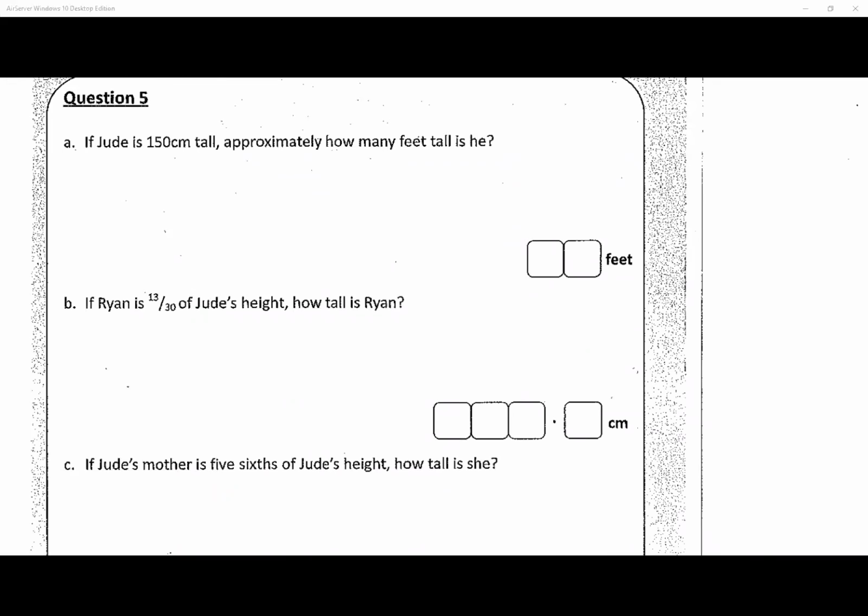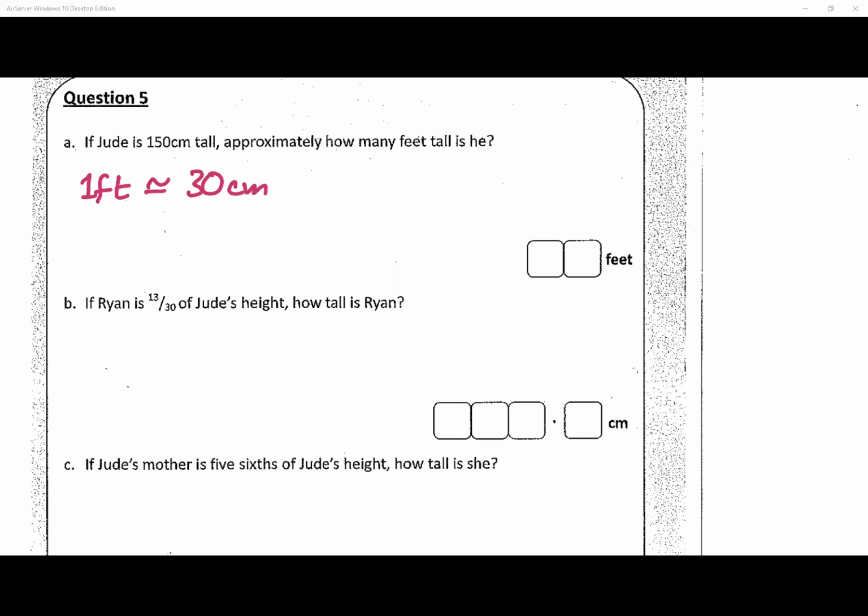All right, so first off, question 5. A. If Jude is 150 centimeters tall, approximately how many feet tall is he? So first of all, in 1 foot, how many centimeters do we have? I think it's 25. You're close. 22. Not in 1 foot. We have approximately... Let me put that a bit, it looks a bit rough. 30. So approximately 30 centimeters.